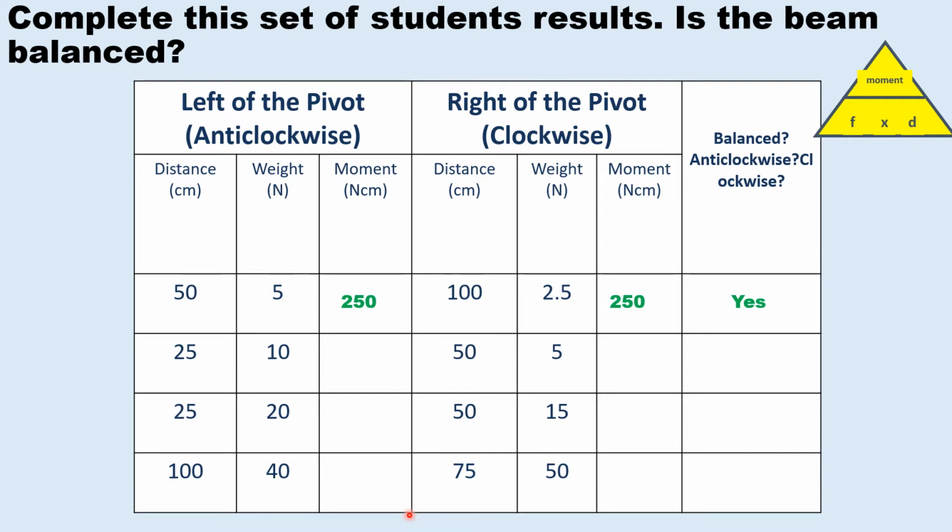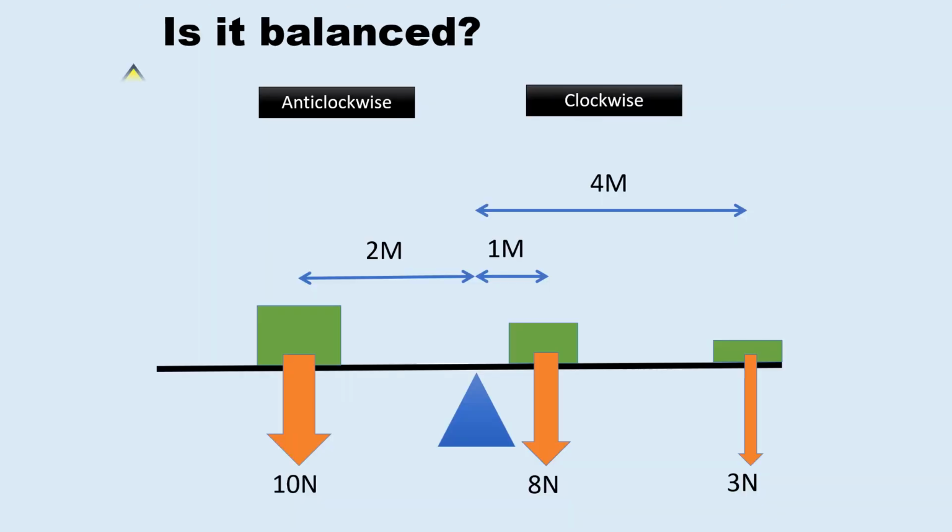Okay, so let's go through the answers. So the second one, 25 times 10, that is 250. 50 times 5, that's 250 again. So yes, they are balanced. 25 times 20, that is 500. 50 times 15, that's 750. So that is not balanced because they are different. And the last one, 100 times 40 is 4,000. 75 times 50 is 3,750. So they are not balanced either.